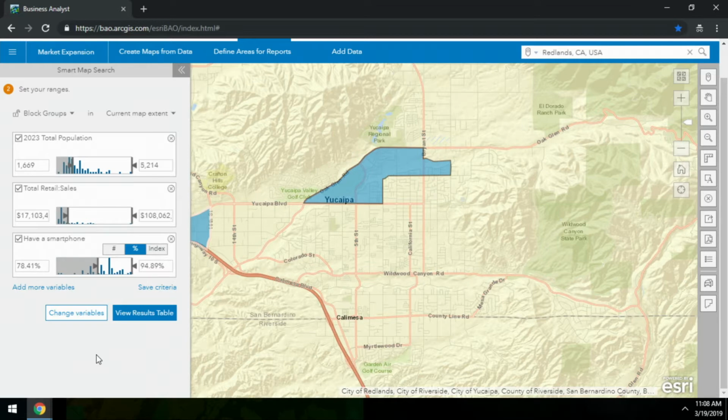So this is just a quick example of the Business Analyst web app and how you can use it to expand into markets. But also, if you don't work for a company or a private business, this is still very valuable for you as a city or a county to understand the residents within the area that you live. So Malin, back to you.